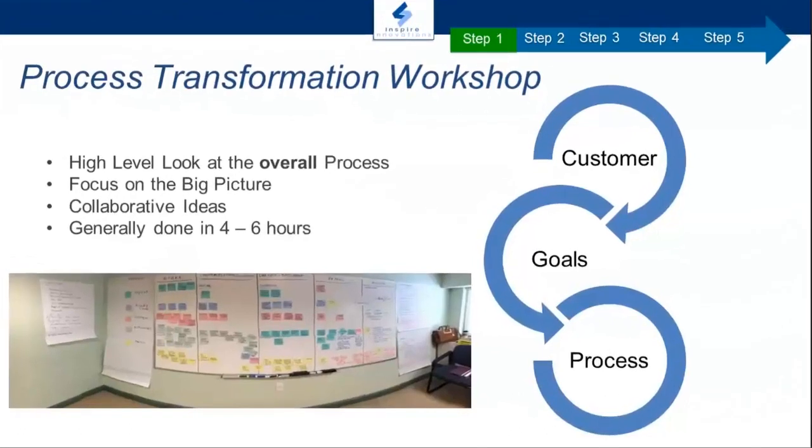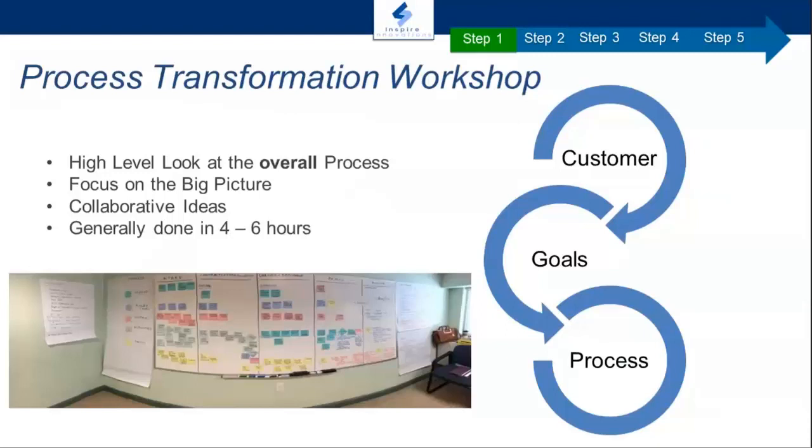The first step in our methodology when we tackle a process or operational transformation project is to take a big picture look at the process. That includes starting with who the customer is for that process, what the goals of the process or of the improvement initiative are, and then a high-level look at the process. So we're not at the level of flowing it out and analyzing the workflow as much as we're trying to look at the big picture, and we're trying to collaborate on ideas.